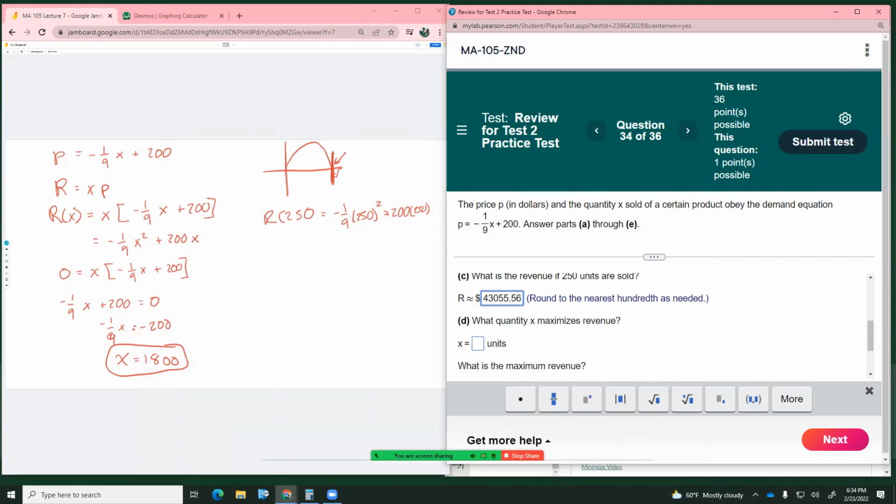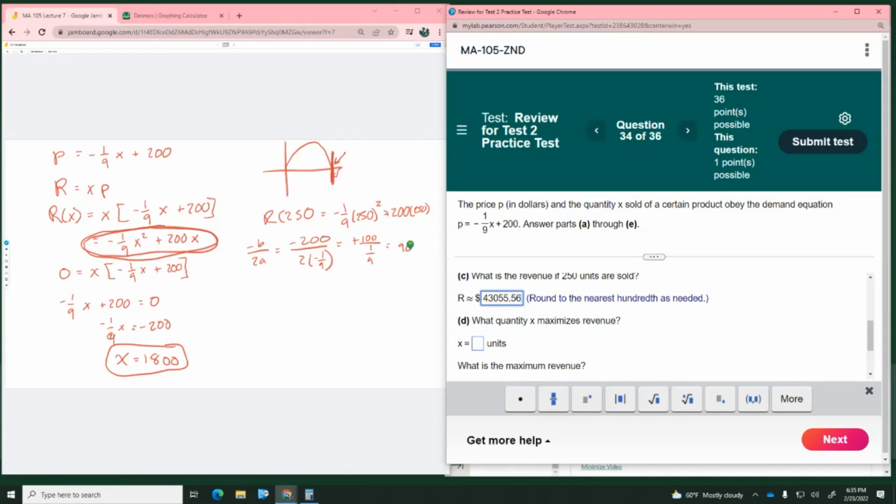All right, what quantity X maximizes the revenue? For that, once again, we're looking at our revenue function here, and we're going to do negative B over 2A. This is the stuff y'all have been doing for a while at this point. Negative 200 over 2 times -1/9. Something weird kind of happens here, or you can just plug this into your calculator. But you basically have positive 100 over 1/9, which really is 900.